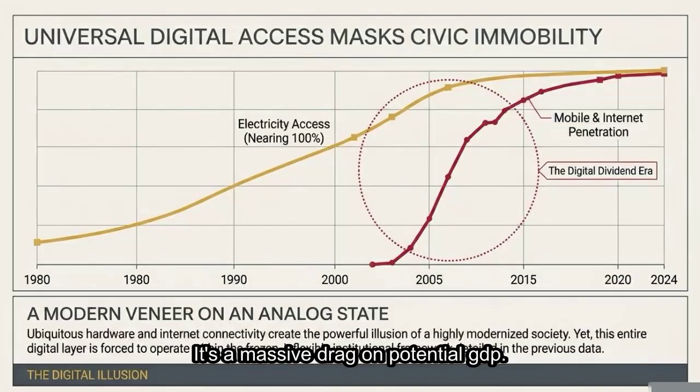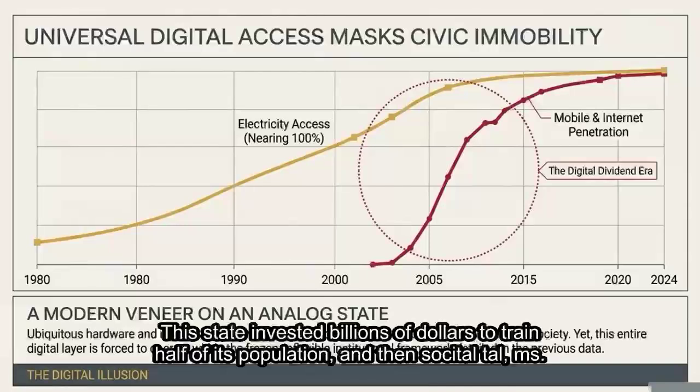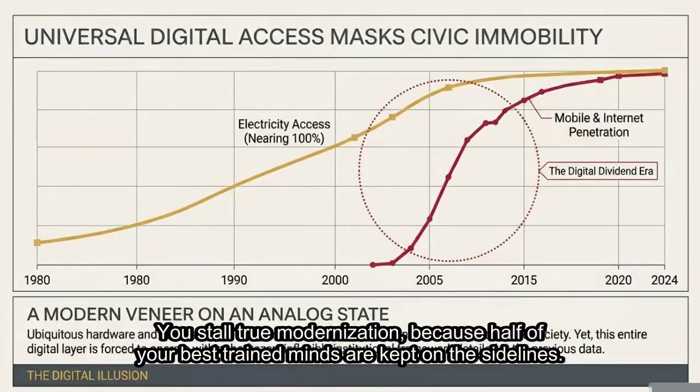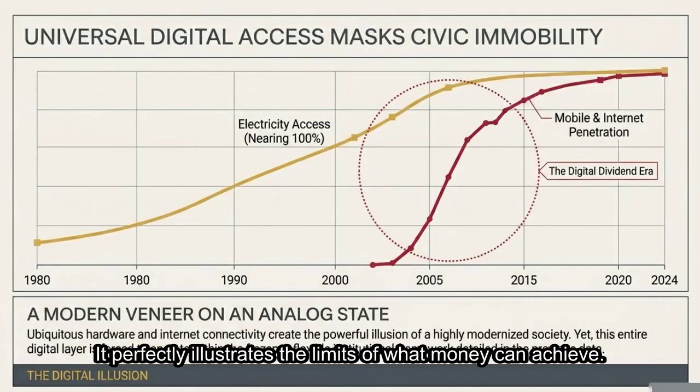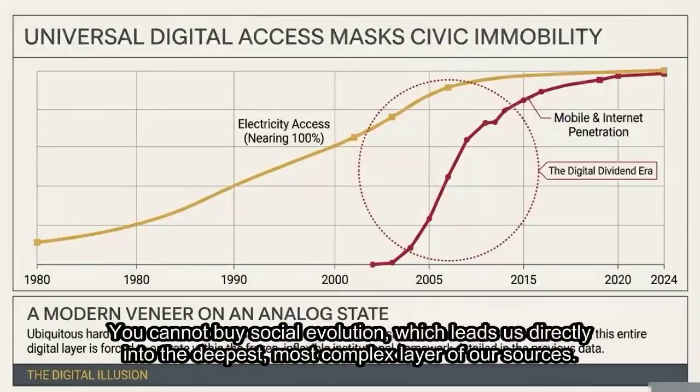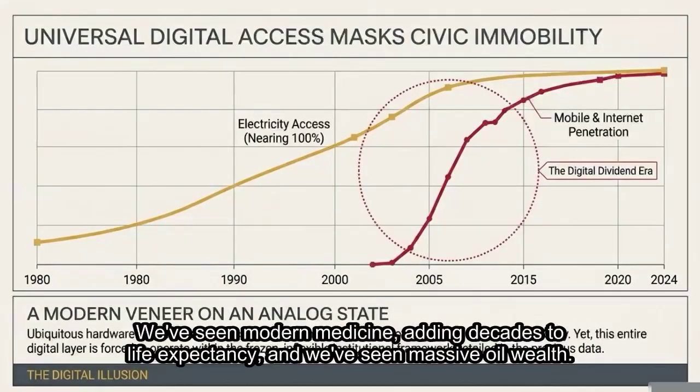So you end up with a massive pool of highly educated, capable women who are entirely invisible in the formal economy. Economically speaking, that is a catastrophic loss of human capital. It's a massive drag on potential GDP. The state invested billions of dollars to train half of its population, and then societal norms, subsidized by the state itself, prevent that investment from ever translating into economic productivity. You stall true modernization because half of your best-trained minds are kept on the sidelines. It perfectly illustrates the limits of what money can achieve. You can buy school buildings and textbooks.